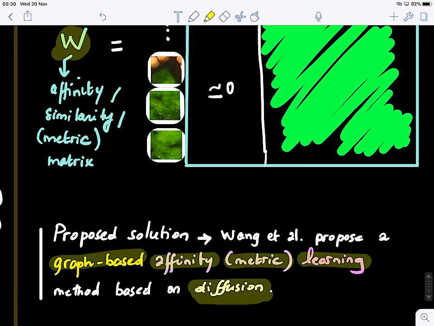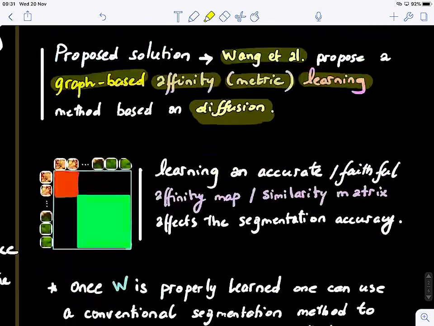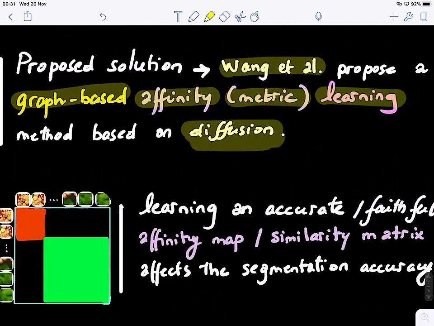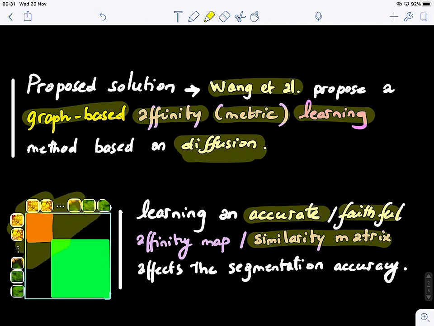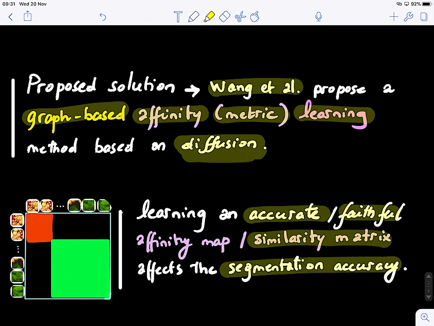And actually, if you read the papers by Wang and co-authors, he has many papers published in CVPR and also Nature that are based on this basic idea. So one fundamental idea can give you many other good ideas, okay? So here the goal is to learn an accurate and faithful affinity map or similarity matrix. And this is important. Why is accuracy important?